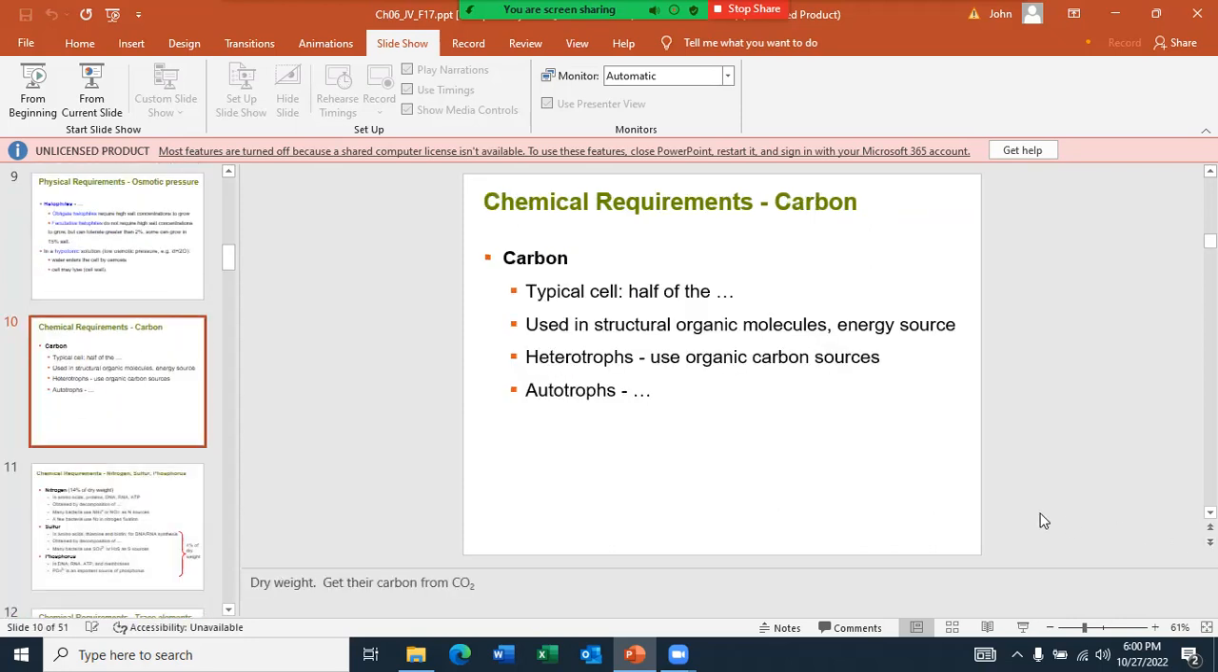All organisms have a requirement of carbon. Typically, half of the cell is carbon. So if we dry cells, half of the weight will be carbon, meaning half of the non-water weight is carbon. Carbon is used in structural organic molecules like glucose. It's an energy source, so it's in ATP. Heterotrophs use organic carbon sources, but autotrophs use carbon dioxide dissolved in either the water or the air.